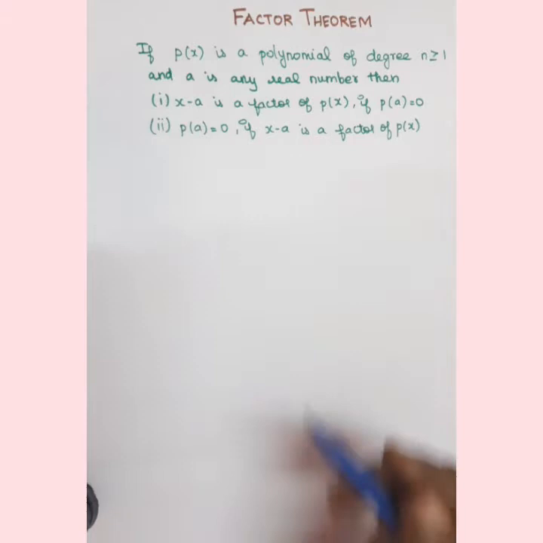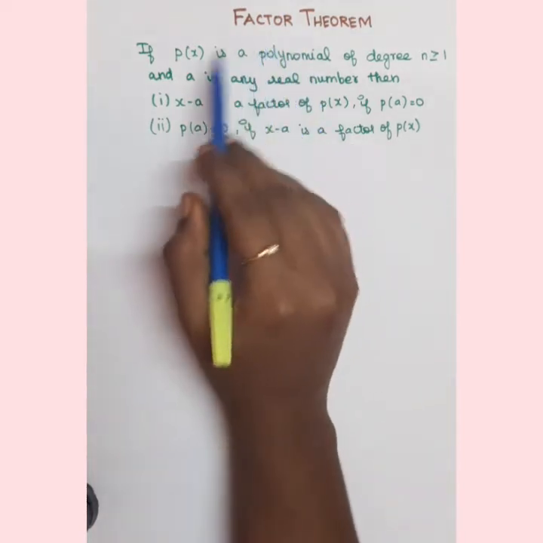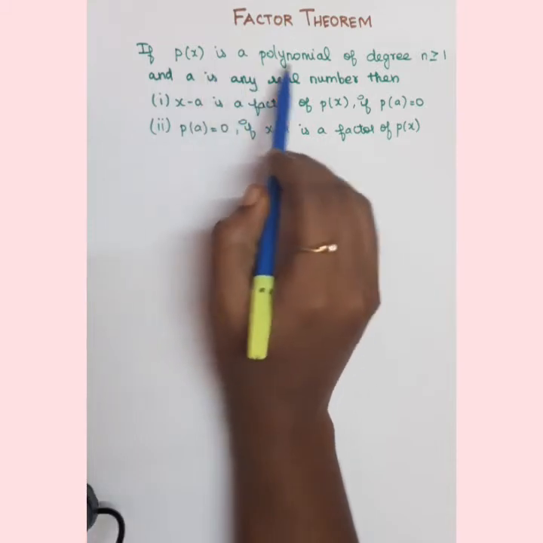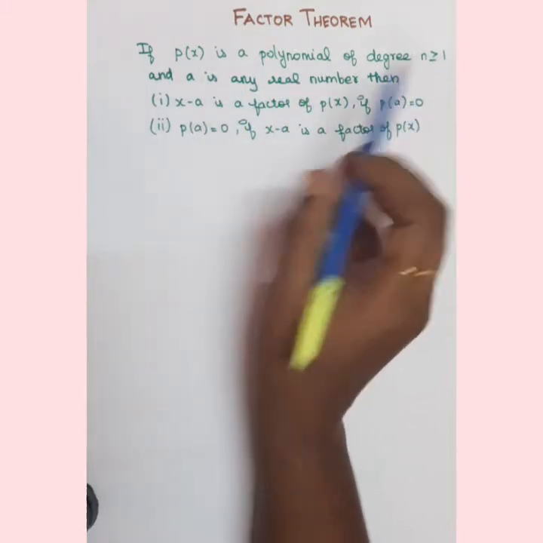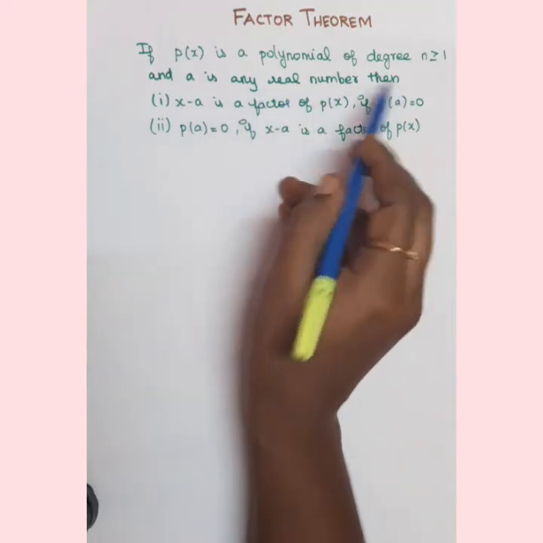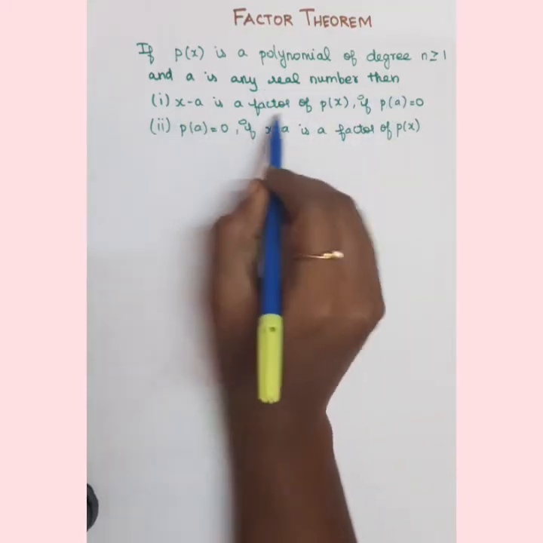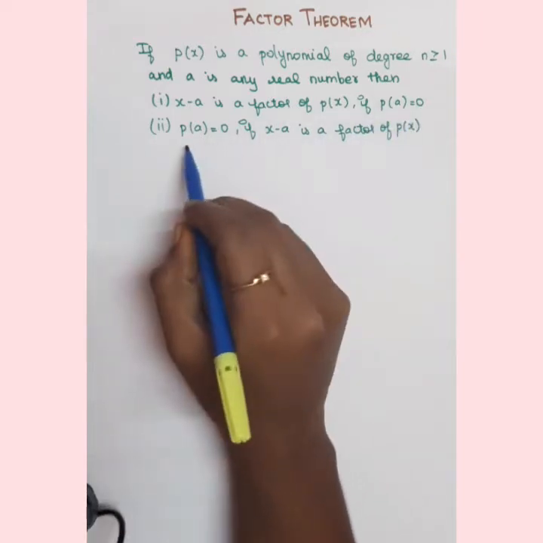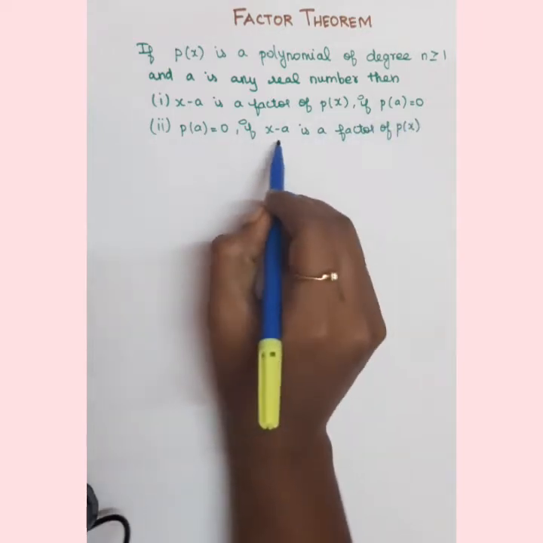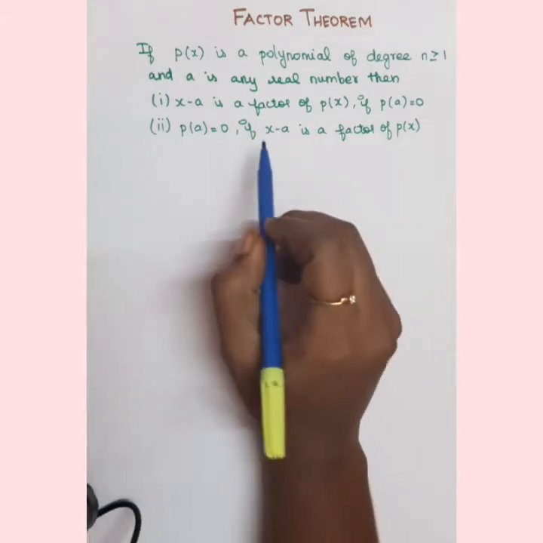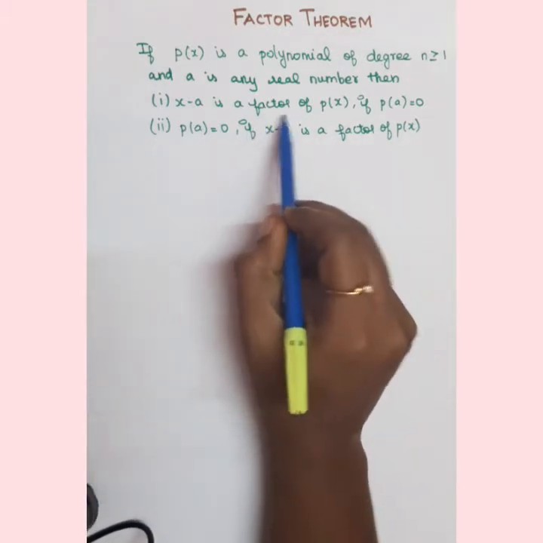Today we are going to see about the factor theorem. The factor theorem states that if p of x is a polynomial of degree n greater than or equal to 1 and a is any real number, then x minus a is a factor of p of x if p of a equals 0, and p of a equals 0 if x minus a is a factor of p of x. Now here you have a term named factor.